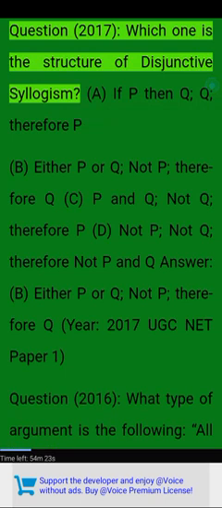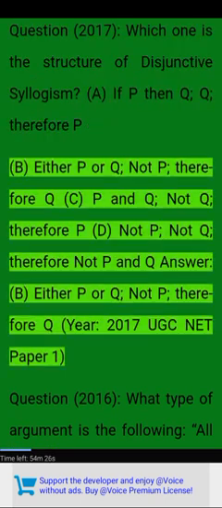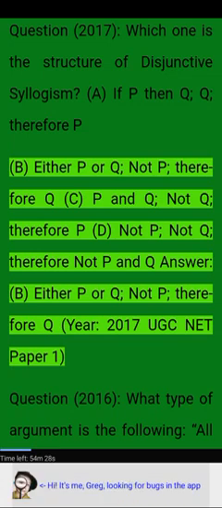Question 2017. Which one is the structure of disjunctive syllogism? A. If P then Q, Q, therefore P. B. Either P or Q, not P, therefore Q. C. P and Q, not Q, therefore P. D. Not P, not Q, therefore not P and Q. Answer. B. Either P or Q, not P, therefore Q. Year 2017 UGC NET Paper 1.